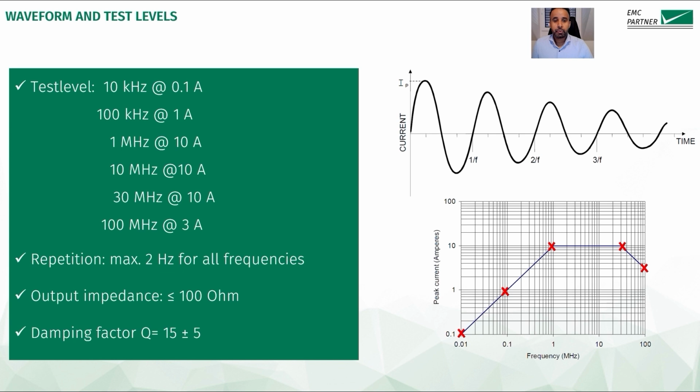If there are other frequencies that are known to be critical to the equipment installation, tests shall also be performed at these frequencies. The repetition rate is 2 Hz for all frequencies, and the Q factor is an important quality factor, also called damping factor, which is relevant for calibration and shows how quickly the waveform is damped. The Q factor value must be between 10 and 20.